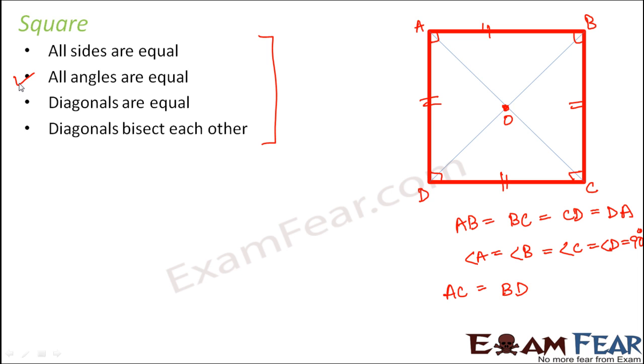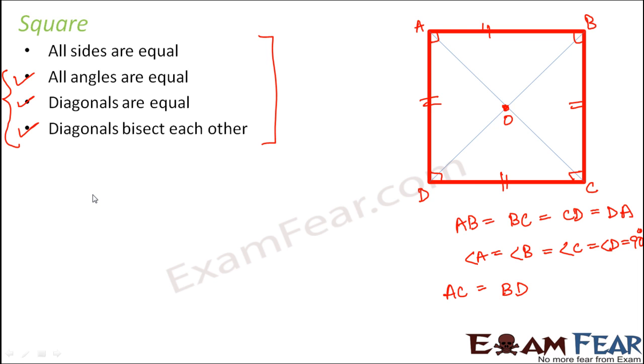All angles are equal. All angles in a rectangle are also 90 degrees. Their diagonals are equal. That is also a common property. Their diagonals bisect each other. That is also a common property. So you see, except the first property, all other properties are the same between a square and a rectangle. A square satisfies all the criteria to become a rectangle, right? But a rectangle doesn't satisfy all the criteria to become a square, because in a rectangle there is no such condition that all the sides should be equal.